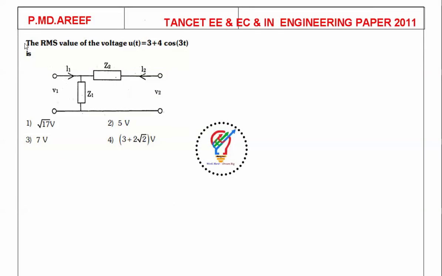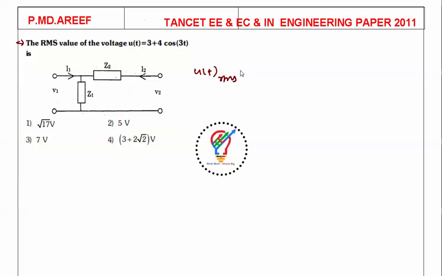The next question: the RMS value of a voltage v of t is equal to 3 plus 4 cos 3t. What we need to find here is the RMS voltage. But don't think about this circuit diagram. It is just given to confuse you, right? So for v of t, we need to find the RMS value.